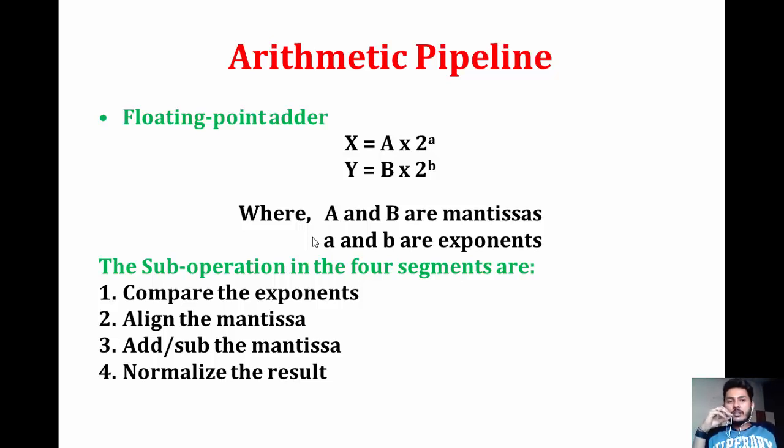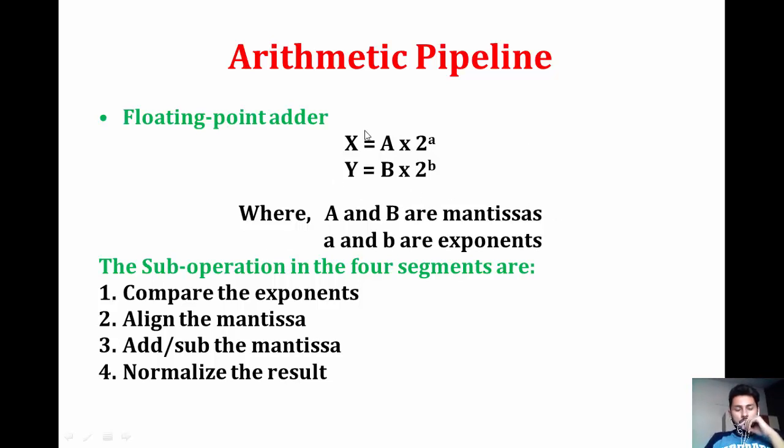Let's consider the example of floating point addition of 2 numbers, right? I think you are clear on floating point addition, how we perform addition of 2 floating point numbers. The floating point numbers come in this format. Let's say X equals A into 2 raised to a, and Y equals B into 2 raised to b, right? So capital A and capital B are the mantissas, and small a and small b are the exponents, right? We'll see the example, then you will get clarity.